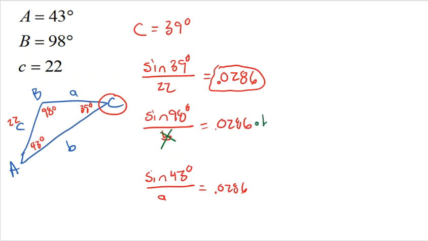I'm going to multiply the b over to here, and then to solve for b, I'm going to take sine of 98 degrees, and I'm going to divide by the 0.0286.